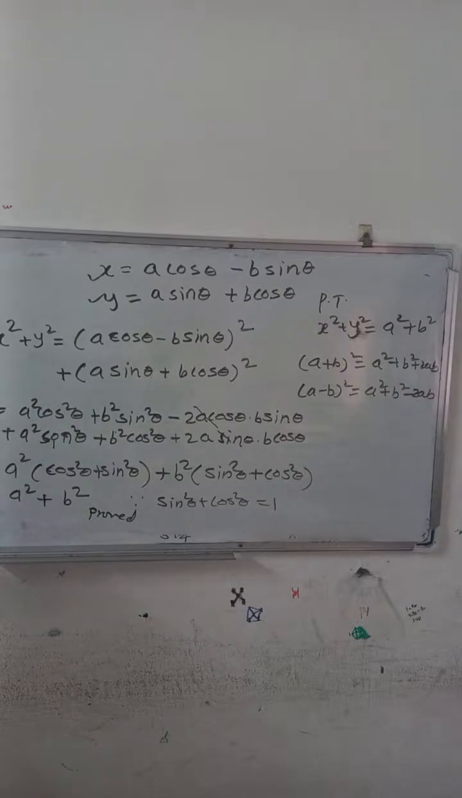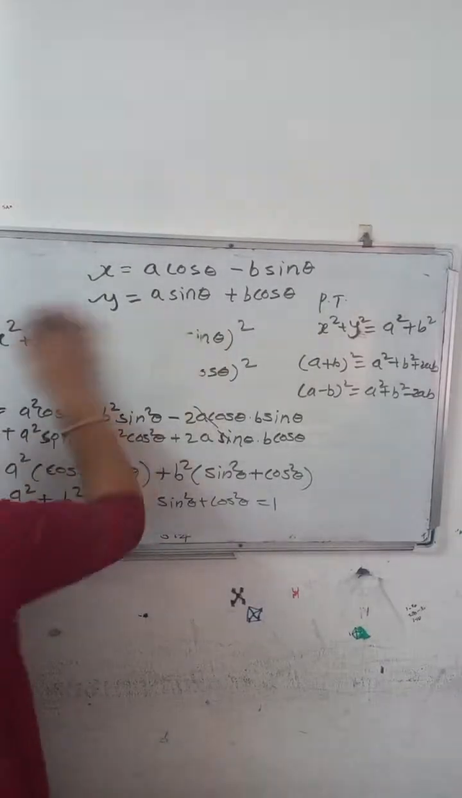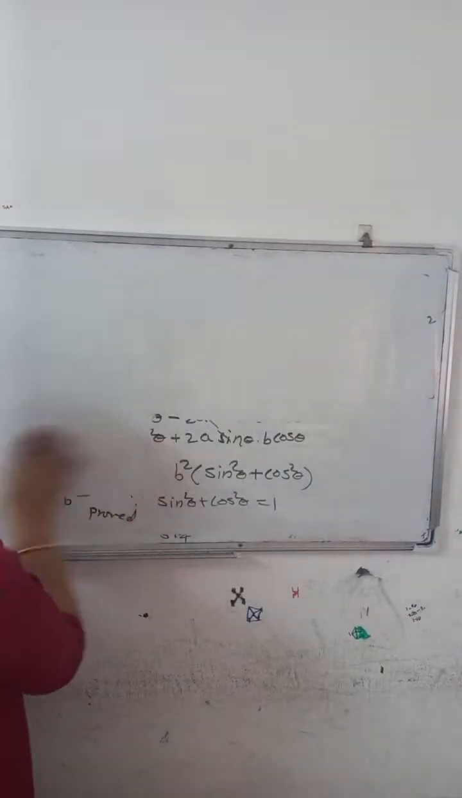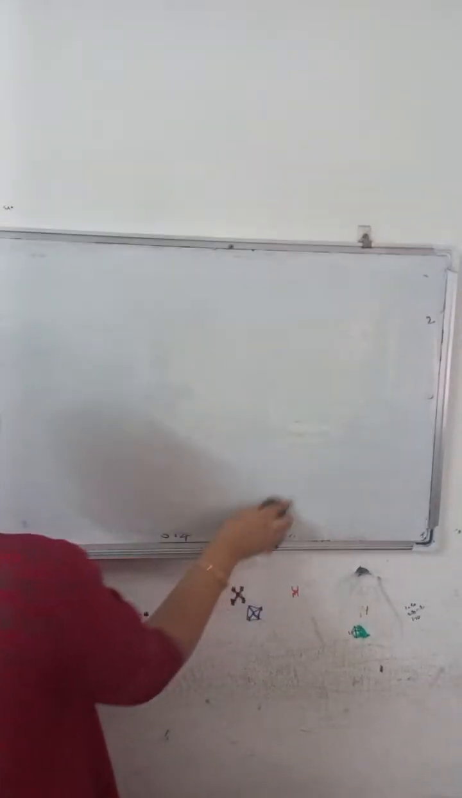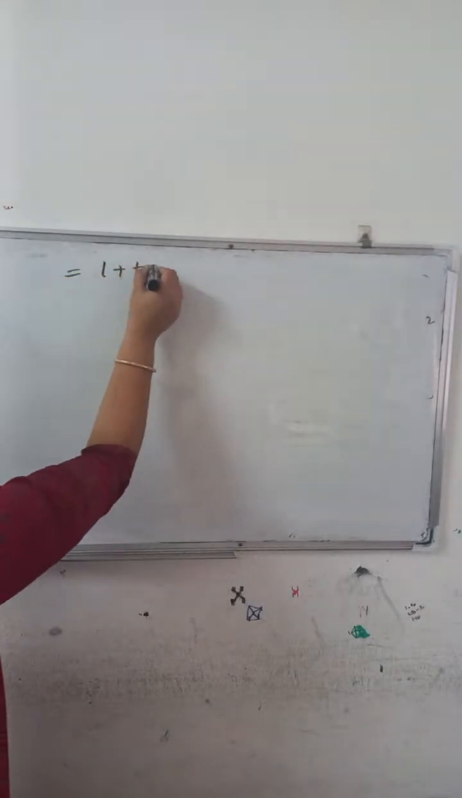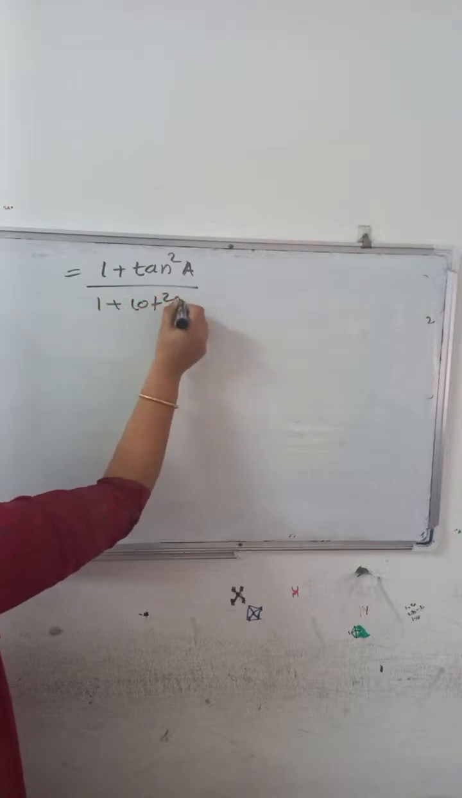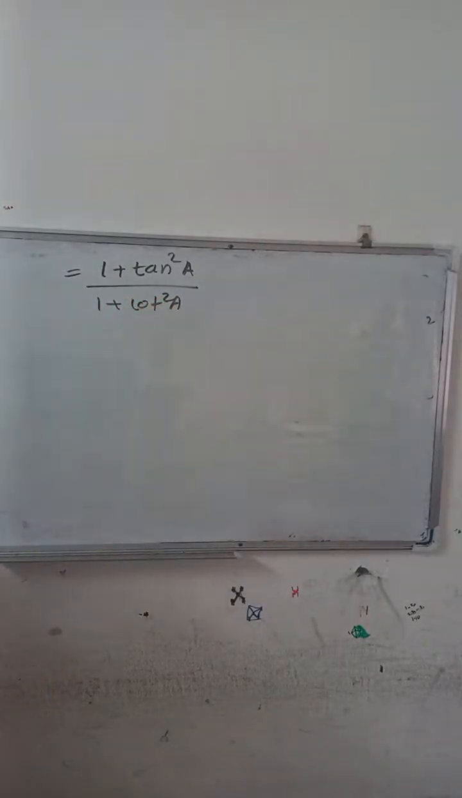Simplify (1 plus tan square theta) upon (1 plus cot square theta), that is, tan square A upon 1 plus cot square A. They are asking to simplify this. Okay, how to simplify this? Check. Can we use the identity?